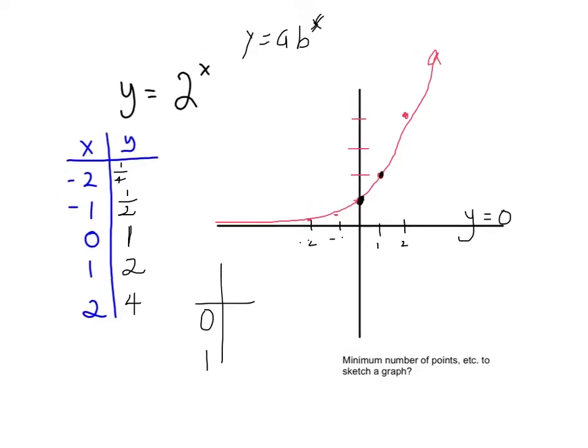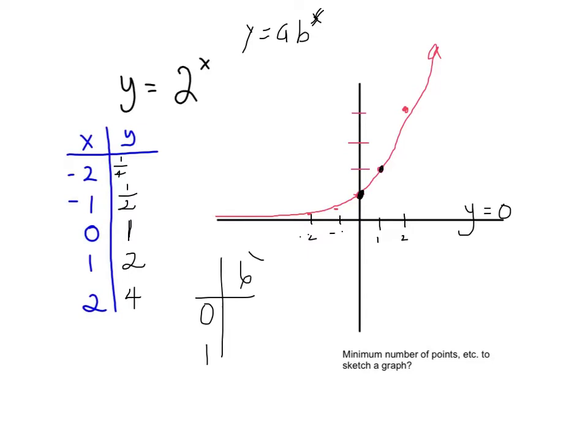So you could do a function of any base. You could do 6 to the x. This would be still 0, 1 and 1, 6. So to graph that easily, you go over 0 up 1 and over 1 up 6 and draw it in. So exponentials are fairly simple to graph.